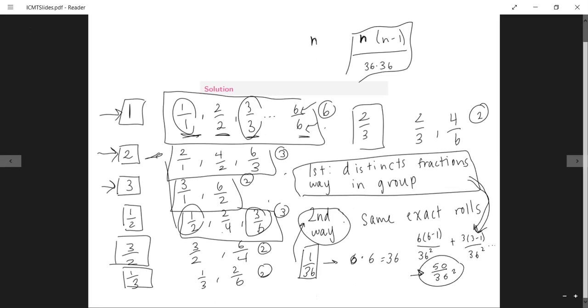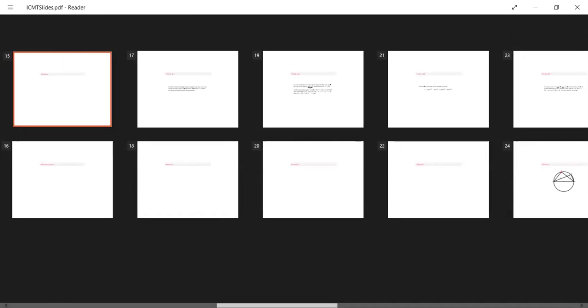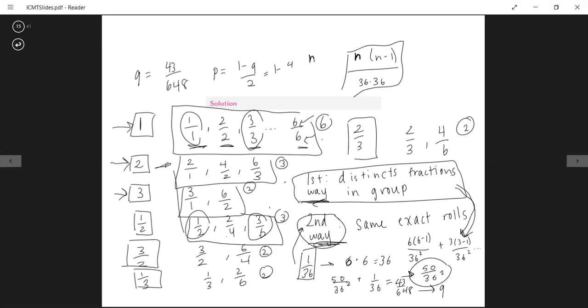So now for our final answer, we can sum the probabilities we found for the first case and the second case. And this gives us 43 over 648. But remember that this is our value of Q, or the probability that they tie. But the question asked for the probability that Reese wins. And remember that that probability is equal to (1 minus Q) over 2. So we need to find (1 minus 43 over 648) over 2.